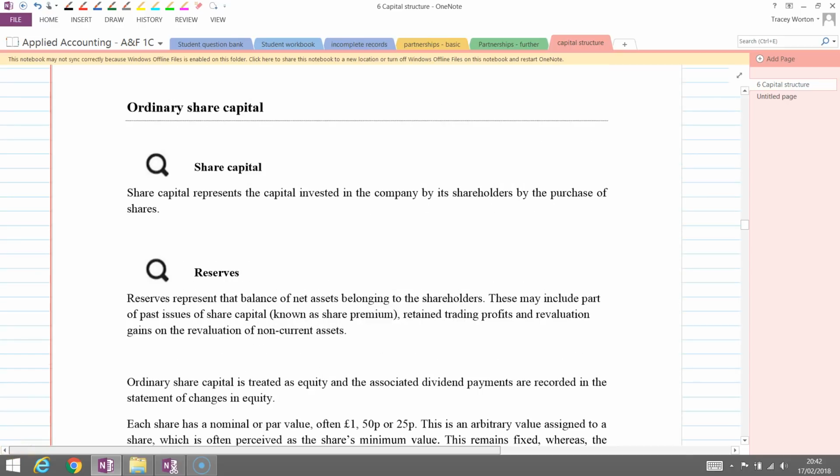So looking at ordinary share capital then. Share capital represents the capital invested in the company by its shareholders by the purchase of shares. The reserves of a company represent the balance of the net assets belonging to the shareholders. These may include part of the past issue of share capital known as share premium, retained trading profits that have not yet been paid out as dividends, and any kind of revaluation gains when the non-current assets have been revalued.